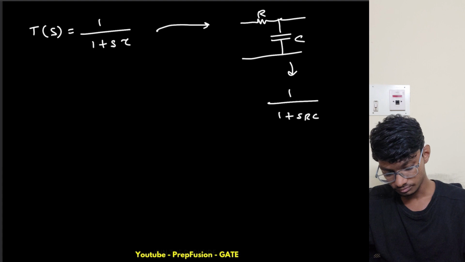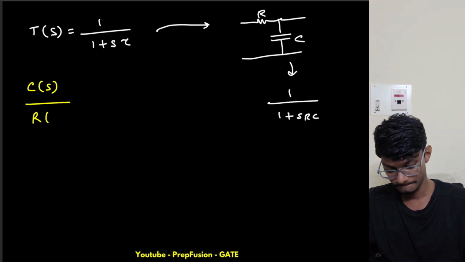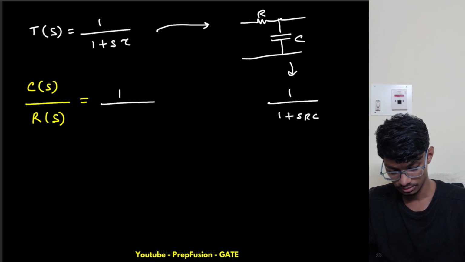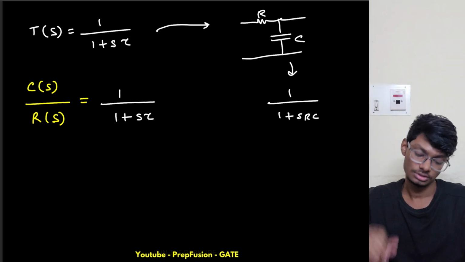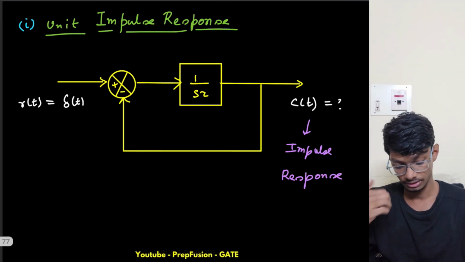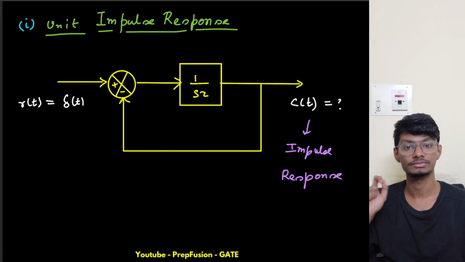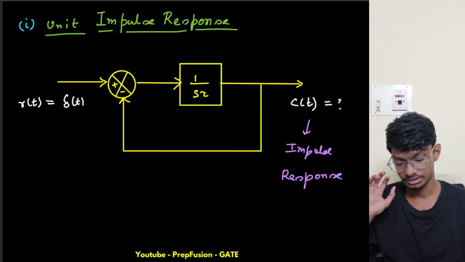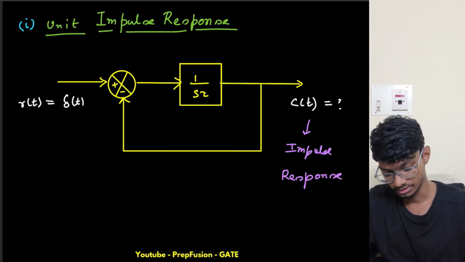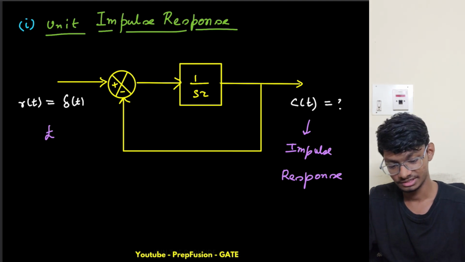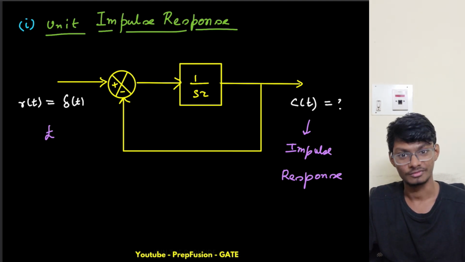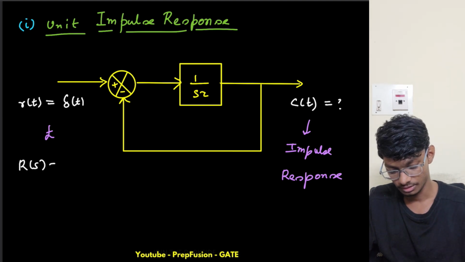So now I have to find the impulse response. T of S equals simply C of S by R of S, which equals 1 by 1 plus S tau. So what is my R of S? R of t is a unit impulse, but what is R of S? I have to do the Laplace transform of this. What is the Laplace transform of an impulse? I hope you have revised. Is it 1 by S? No, it is 1. So R of S is 1.